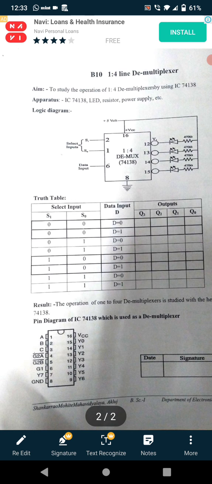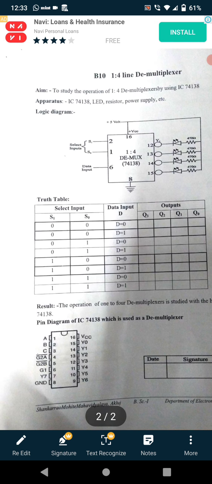See the truth table of this experiment. The select input line C0 is 1, the only data input line is D, either 0 or 1, and the outputs selected are Q0, Q1, Q2 and Q3 in logical 0 and 1 format. So here the output is selected depending upon the data input line as well as the select input lines. Here the select input lines are in combinations of 0 and 1.